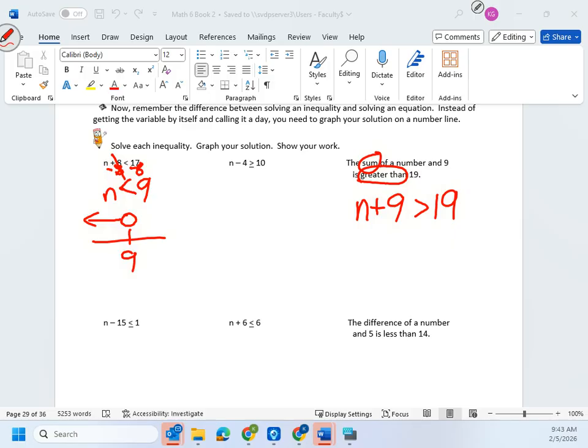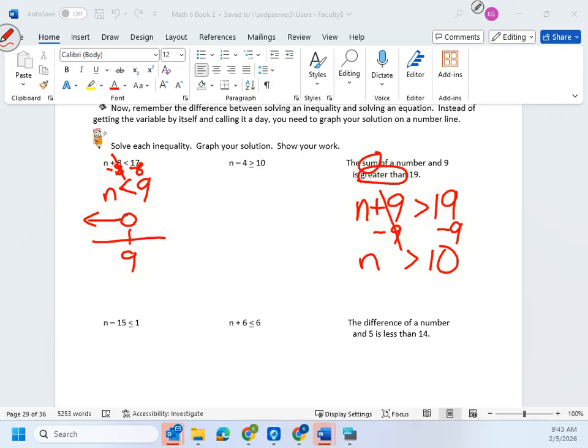Joy? Yeah, I have to subtract 9 from both sides. 9 minus 9 zeros out. So I get n, same inequality, greater than. 19 minus 9 is 10. Am I done? No. What do I have to do now?